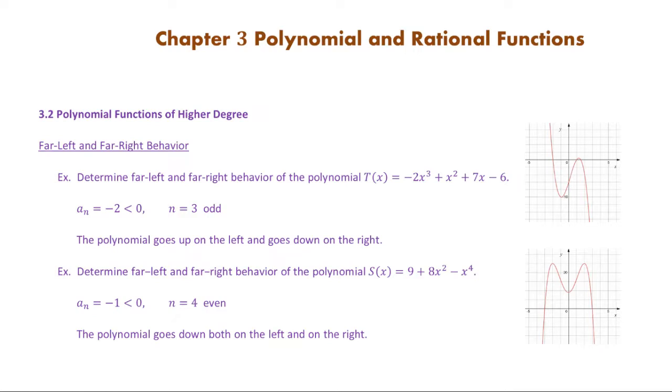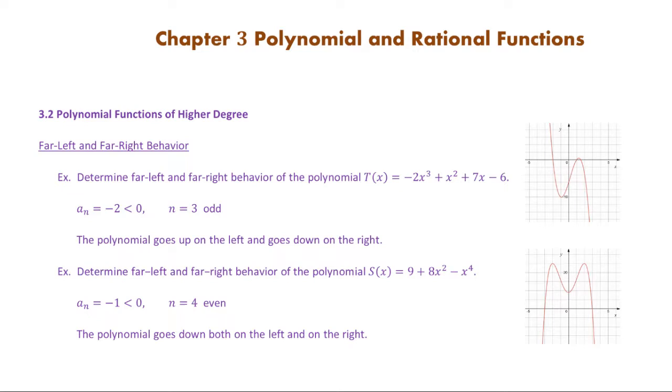So again, we just look at the highest power term, negative 2x cubed. The exponent, the 3, is odd, and the coefficient of this term is negative 2, so that's negative. And so when the leading coefficient is negative and the power is odd, then the curve will go up on the left and go down on the right. Okay. So the curve is shown on the right side. You can see that's indeed the case.